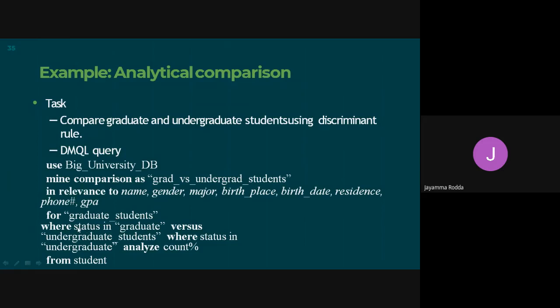And here from the database, where the status should be graduate, and for undergraduate students it should be undergraduate. Okay, so we are going to retrieve the data based on the graduate students and undergraduate students, where status in undergraduate, here where status in graduate. So for graduate students versus undergraduate students, here you see versus, which means that we are deciding this is the target class and this is the contrasting class.